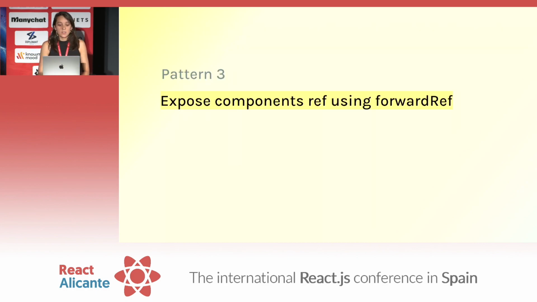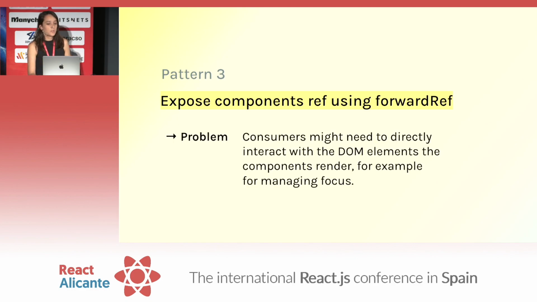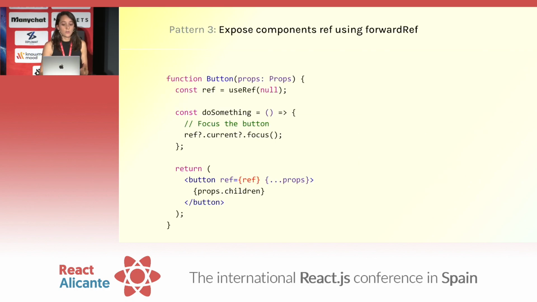The third and last pattern we're going to talk about is exposing component ref using forward ref. So sometimes consumers need to directly interact with the DOM elements a component renders. In the context of accessibility, it's often for managing focus, but it can be necessary for many other tasks, like scrolling to an element or accessing a text selection. And React has a way to allow us to access DOM elements. It's using ref. So to use ref, you need to create a ref using useRef. You pass it to your HTML element, here the button, and whenever you need to access the element, for example, to focus it, you can rely on ref.current.